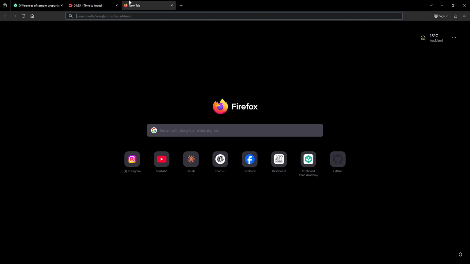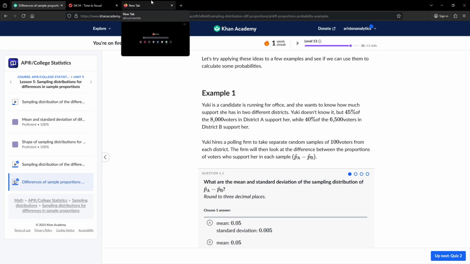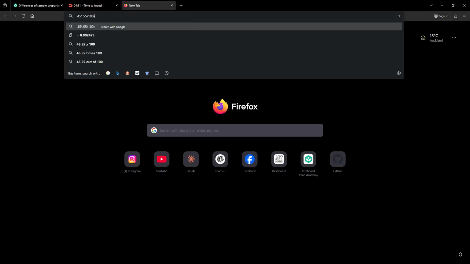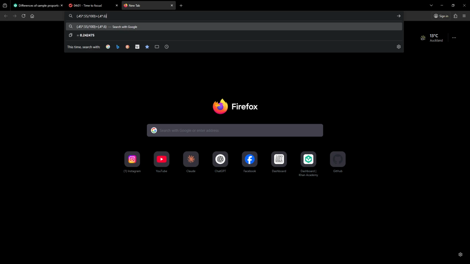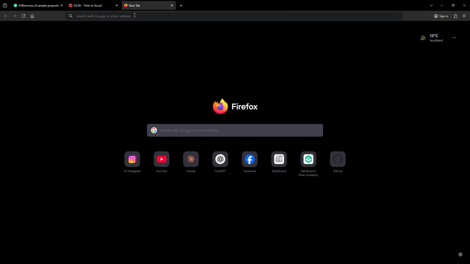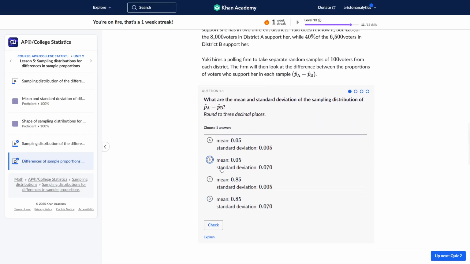40 and 40 and 45, so 0.45 times 0.55 divided by n, which is 100. Yep. You do the same thing for 0.4 times 0.6 divided by 100. Okay. You take the square root of that. 0.07. This one.